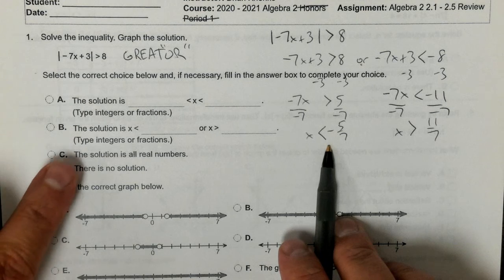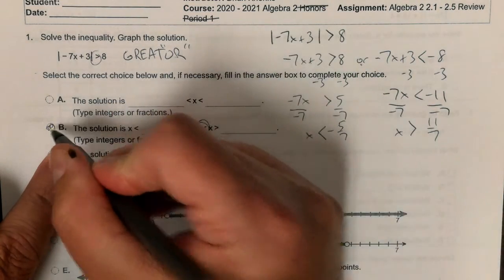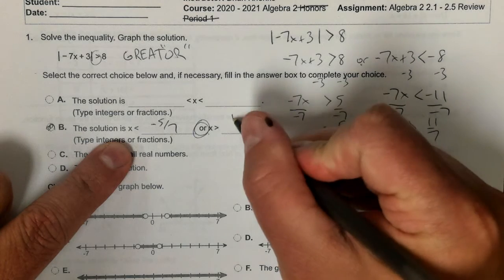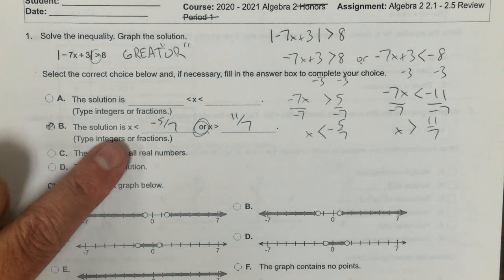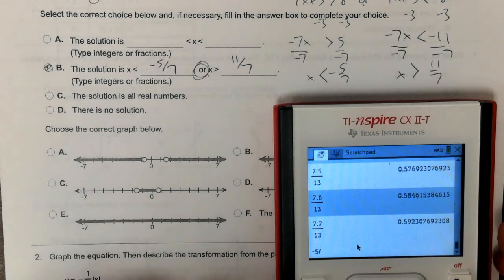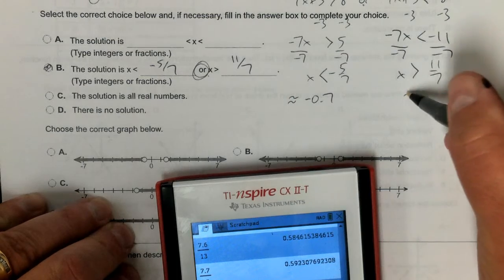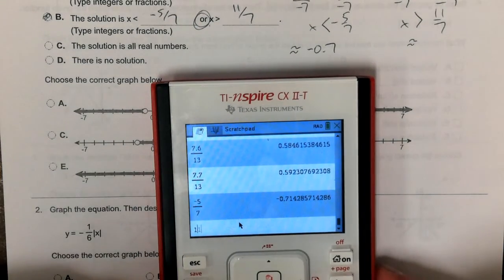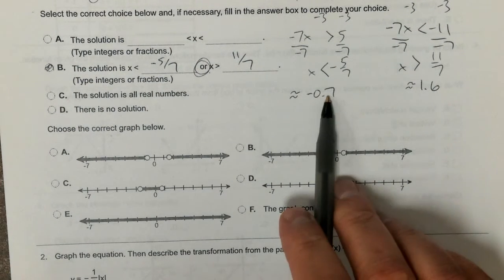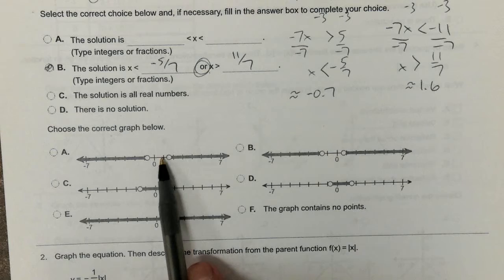So smaller than negative 5/7, or, so first off, it's got to be the one with or because it's the greater than sign, so it's B. And it says smaller than negative 5/7 or greater than 11/7. Now, as a decimal, let's see, negative 5/7, control enter, that's approximately negative 0.7. And 11/7 is approximately 1.6. So you want smaller than negative 0.7 and greater than 1.6. And so that's A.